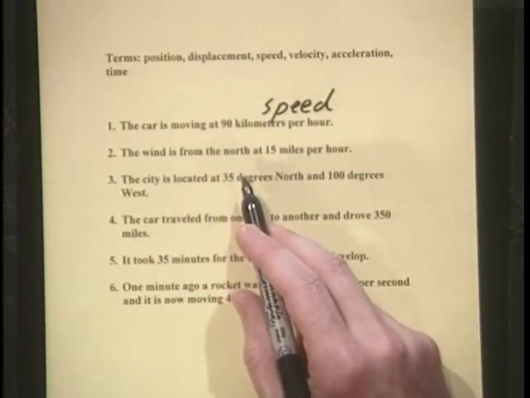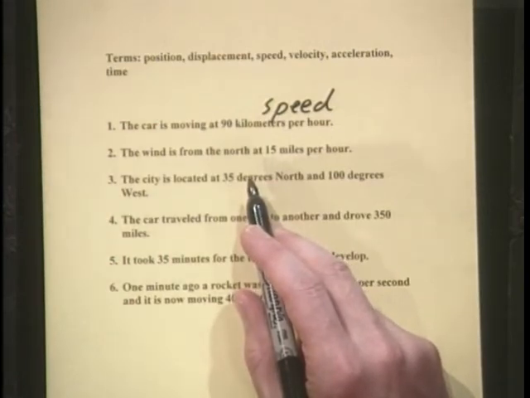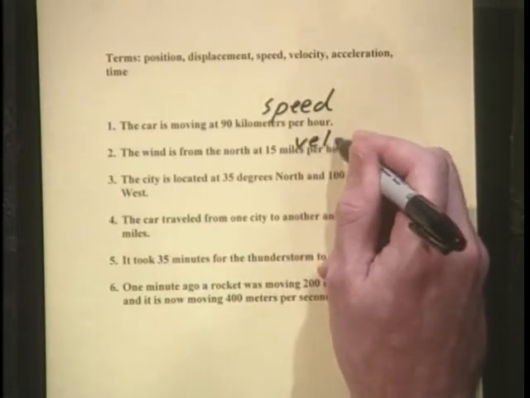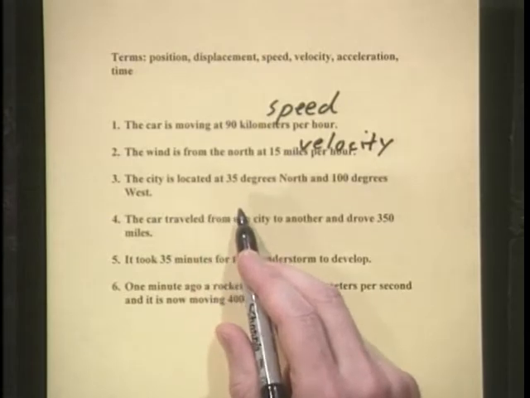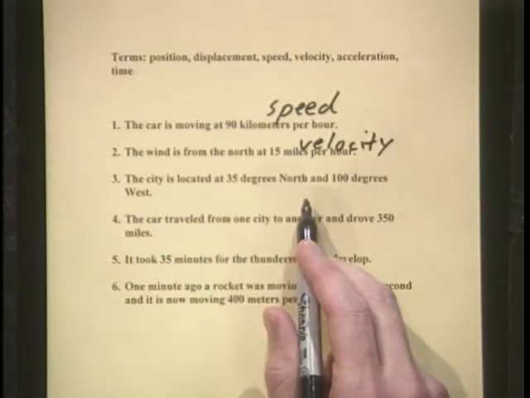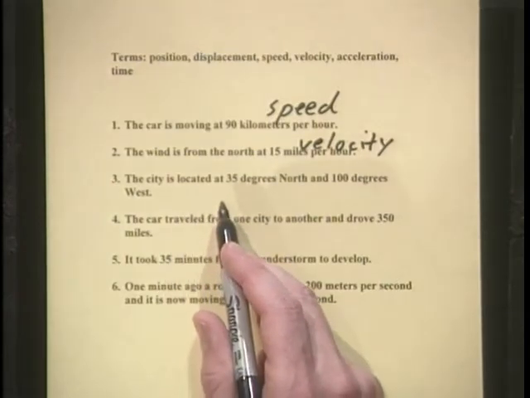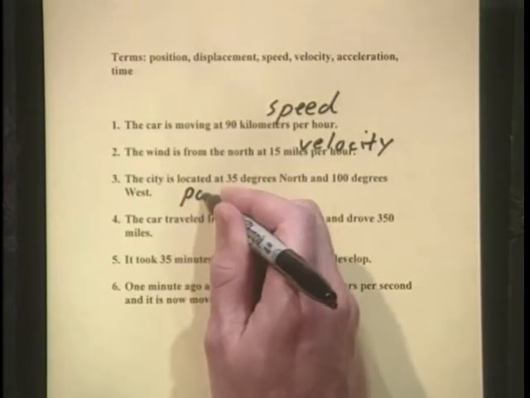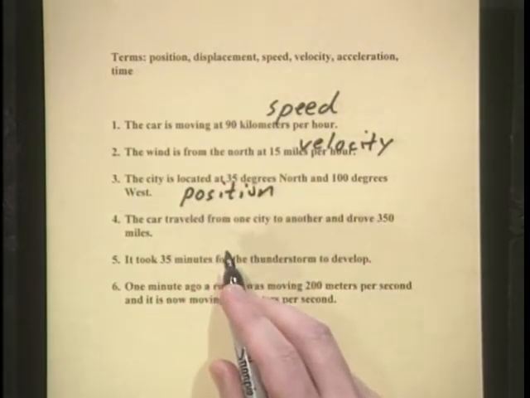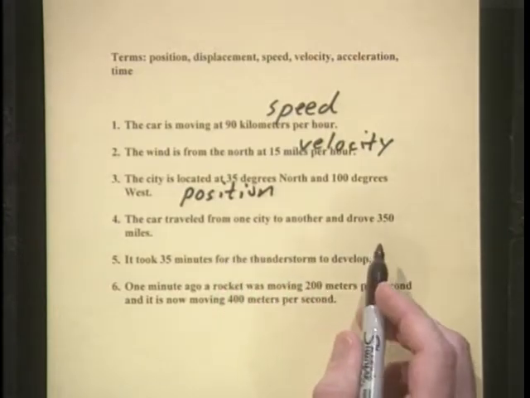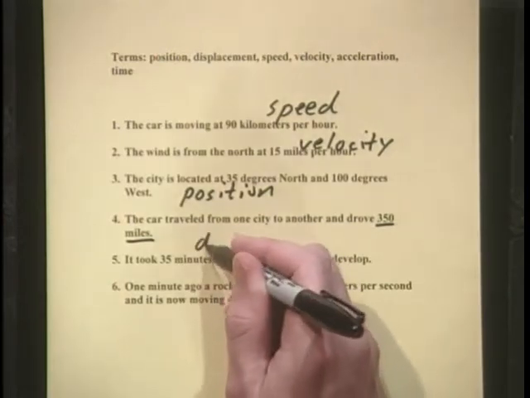2, the wind is from the north at 15 miles per hour, given directional information there. So this one is velocity. 3, the city is located at 35 degrees north and 100 degrees west. So we're referencing a coordinate system and a point on that coordinate system. So that is a position. 4, the car is traveling from one city to another and drove 350 miles. So that 350 miles is the displacement.